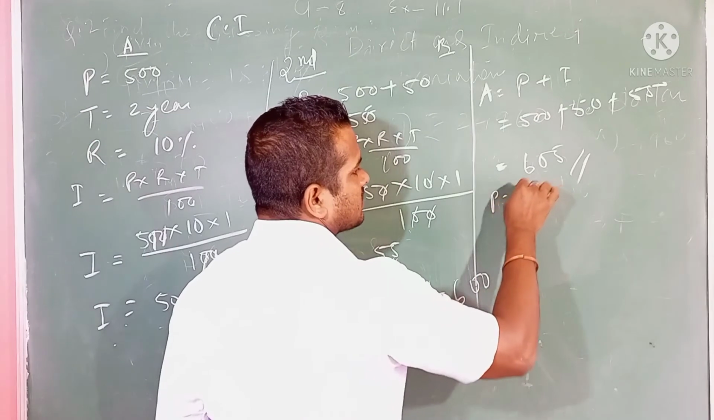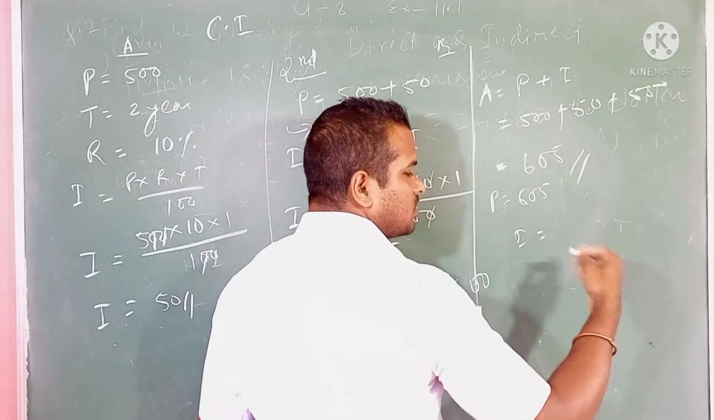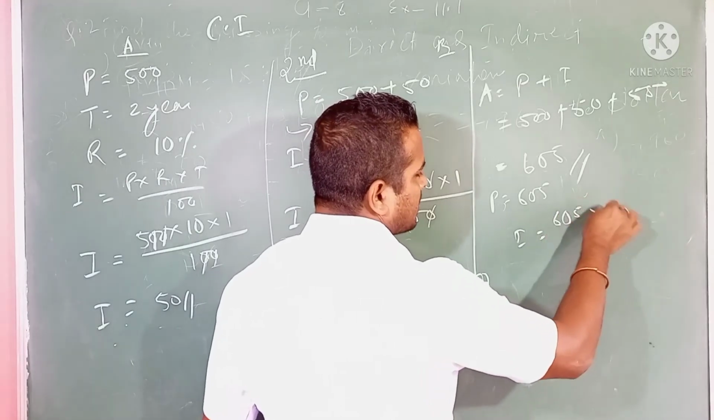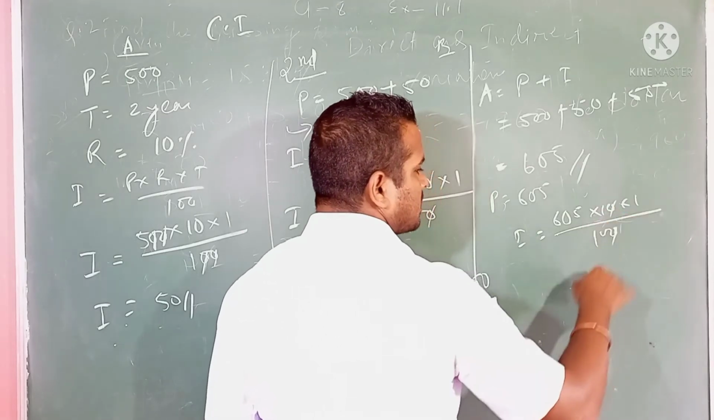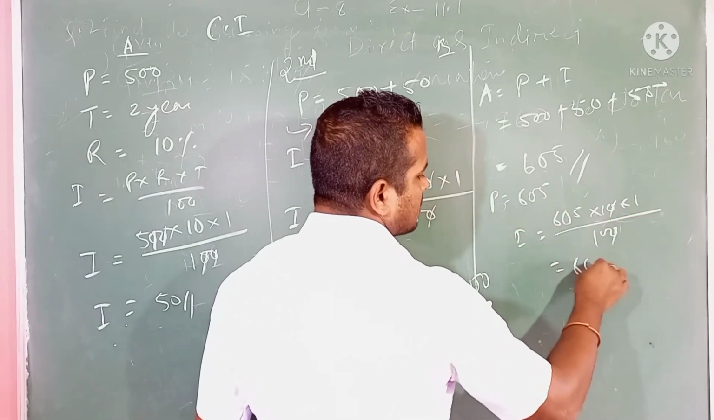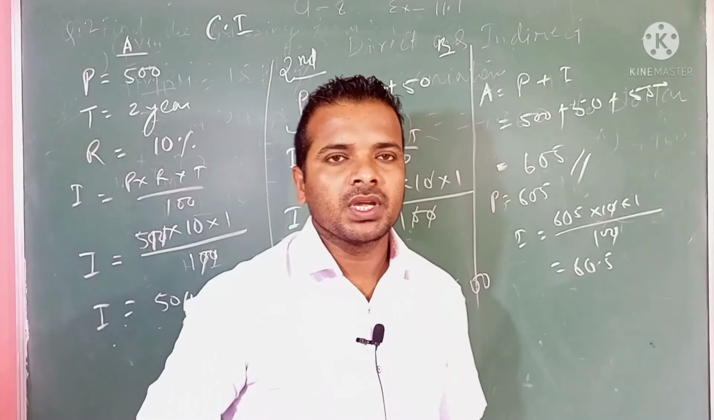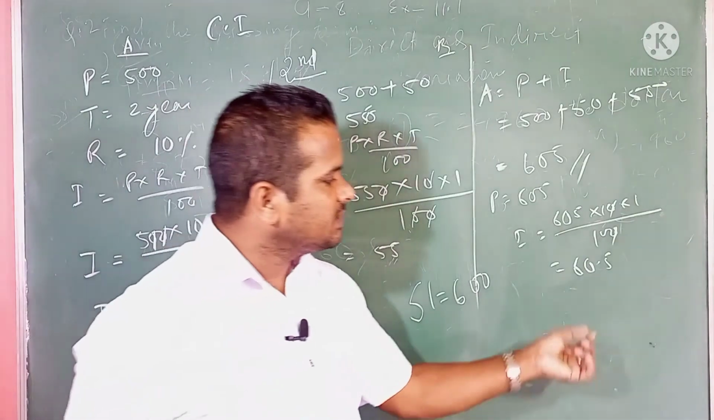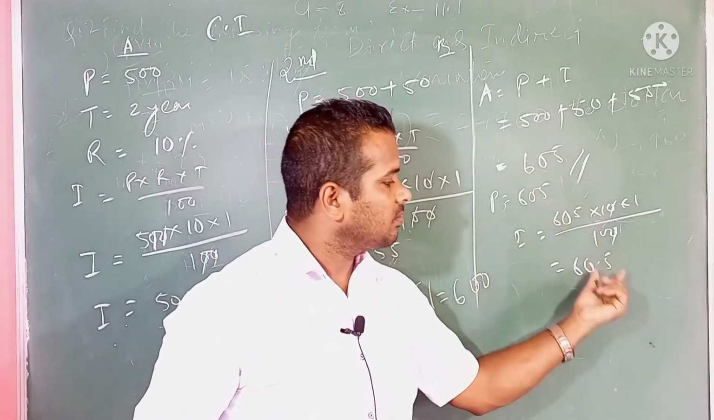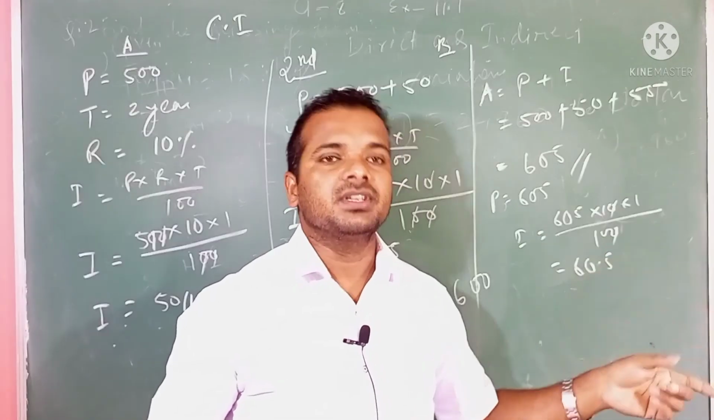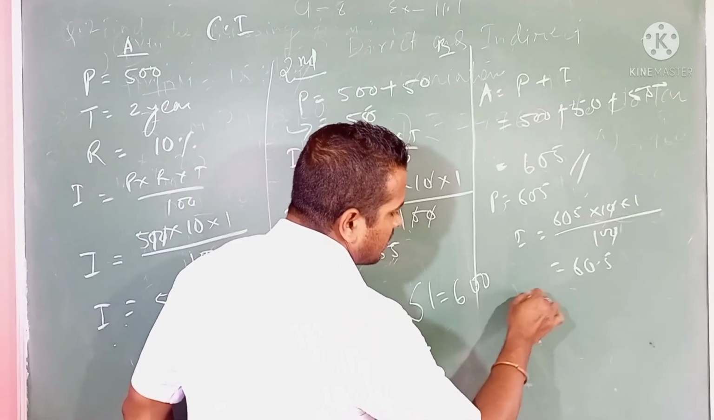So principal how much? 605. Okay, so the formula is P into R into T by 100. So 605 into 10 into 1 by 100. Zeros cut, the 1 cannot be cut. So the answer is 60.5, because after 1 digit we put the point. That means third year interest is 60.5. Then total amount how much? 605 plus 60.5, that means 665.5. Right? That is the amount he will pay for the third year.